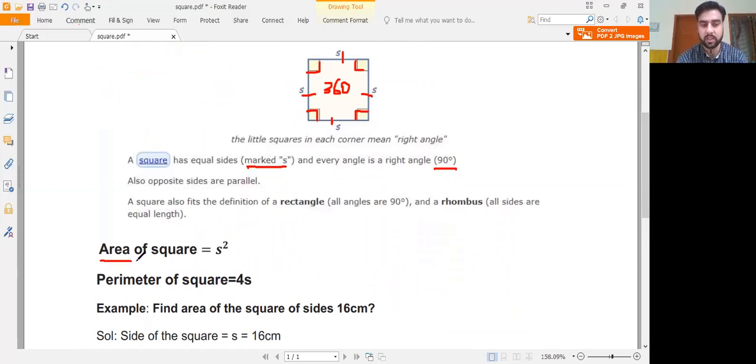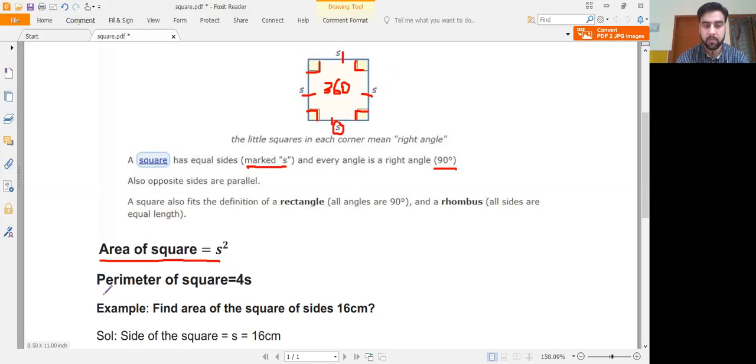Okay, what is the area of a square? If we represent each side of a square by S, or any variable, meaning X, S, Z, anything. Okay, here S. So the area of a square is S multiplied by S. It's length multiplied by width. Its length is S, its width is S. So S multiplied by S is S square.